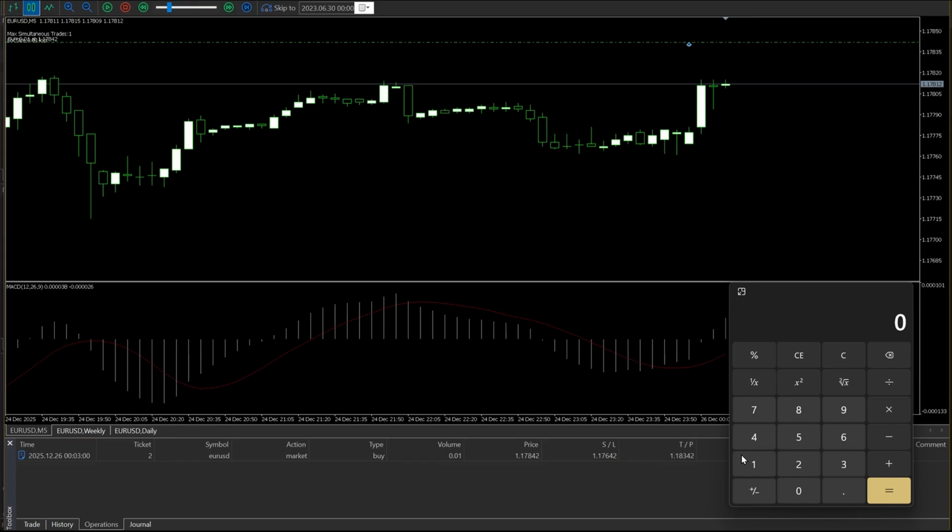Now we hop over to MetaTrader to double check the accuracy. As you can see in the strategy tester, our entry pops up after the MACD line crosses above the signal.